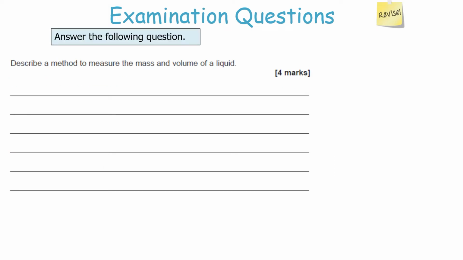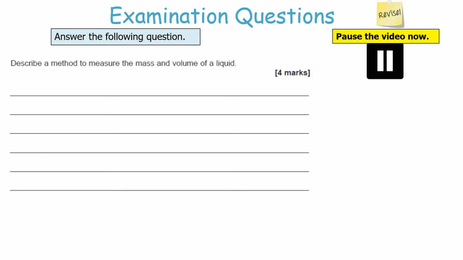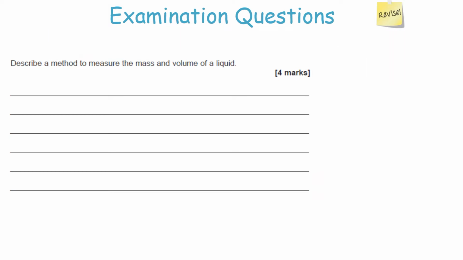The next question says, describe a method to measure the mass and the volume of a liquid. So pause the video now, then unpause the video when you want to go through your answer. Well, it's very important that you can describe methods to work out the density of a regular shaped solid, an irregular shaped solid, and a liquid.